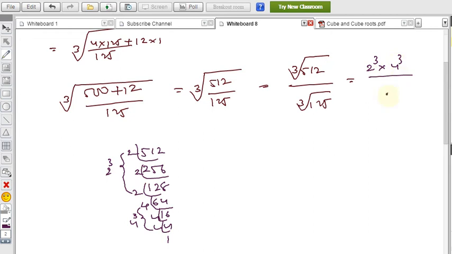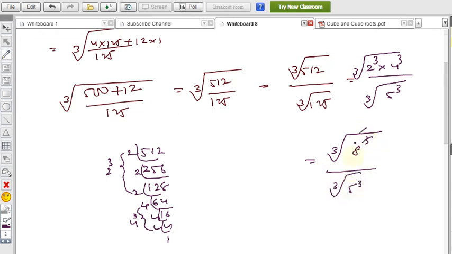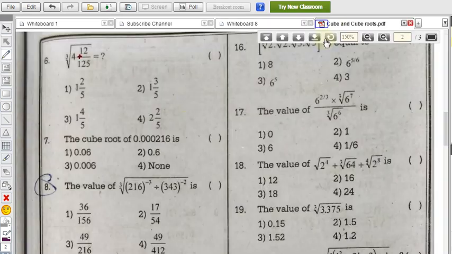125 is 5 cube. So cube root of this and cube root of this. If you split, 2 fours are 8 cube by cube root of 5 cube. So cube and cube root get cancelled. Then 8 by 5. Is the answer 8 by 5? So our answers are in mixed fractions. 8 divided by 5, 5 ones are 5, remainder is 3. 1 3 by 5.